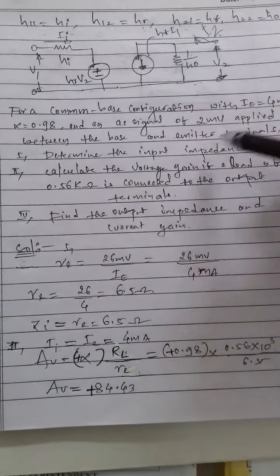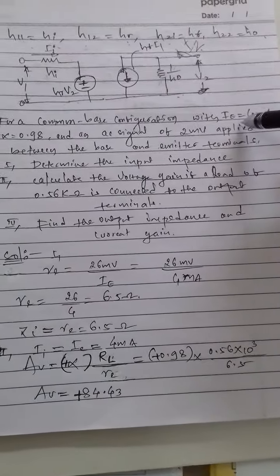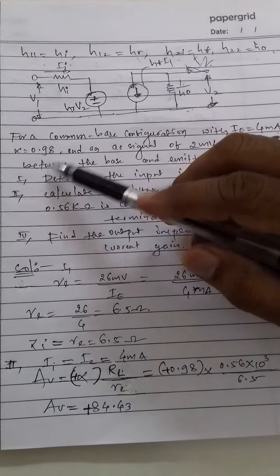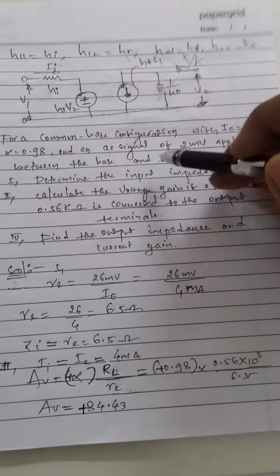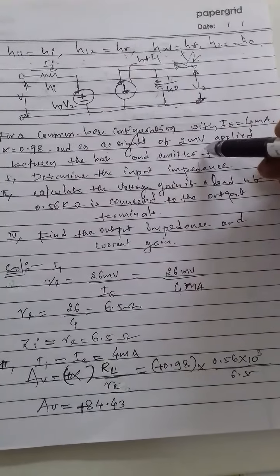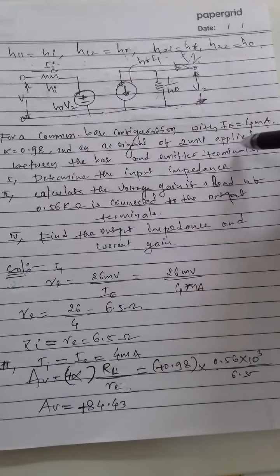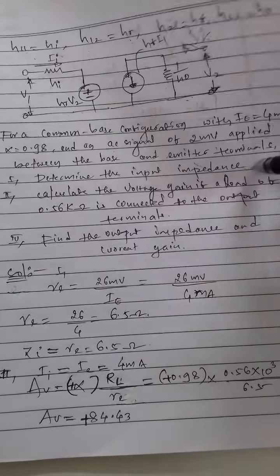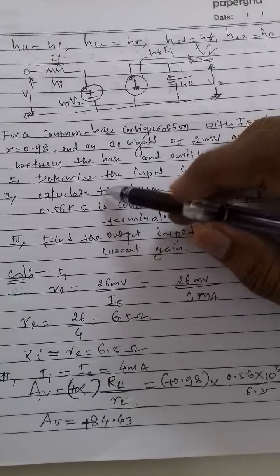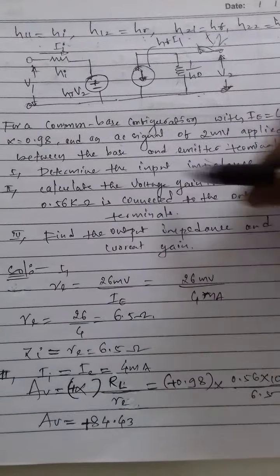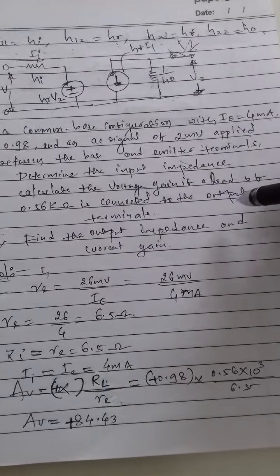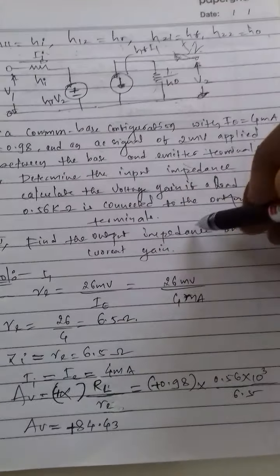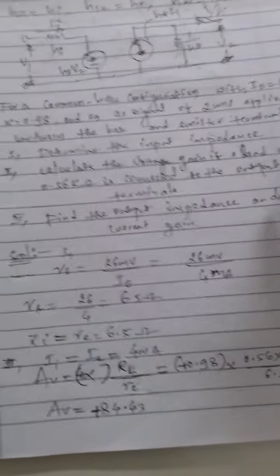For a common base configuration with emitter current IE equal to 4 milliampere and alpha equal to 0.98, an AC signal of 2 millivolt is applied between the base and emitter terminals. Determine the input impedance, calculate the voltage gain if a load of 0.56 kilo ohm is connected to the output terminals, and find the output impedance and current gain.